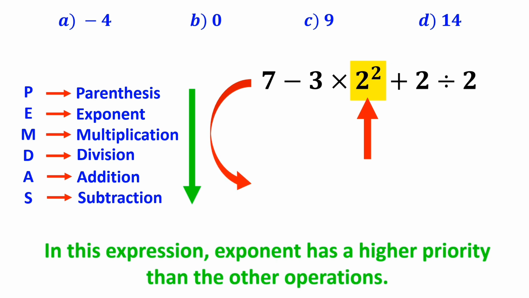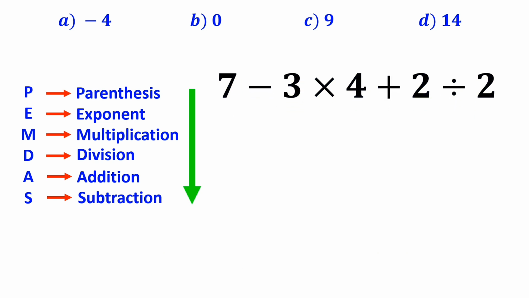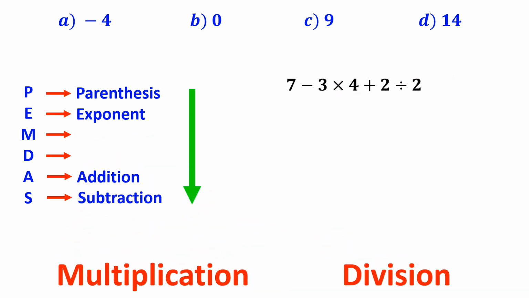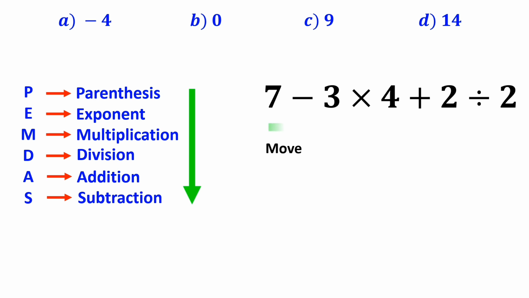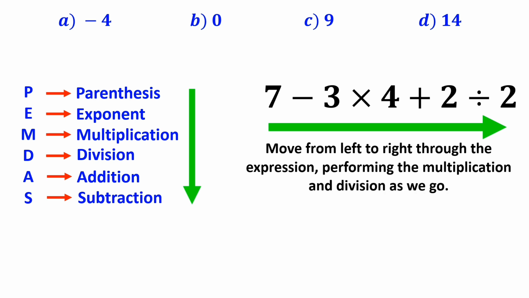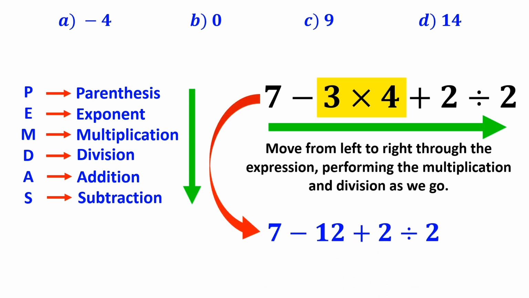So, instead of the original expression, we can write 7 minus 3 times 4 plus 2 divided by 2. In the next step, we need to go for multiplication and division, since they have a higher priority than addition and subtraction. However, it's very important to note that multiplication and division have the same level of priority. And all we need to do here is move from left to right through the expression, performing the multiplication and division as we go. So, first we start with 3 times 4 and write this expression as 7 minus 12 plus 2 divided by 2.